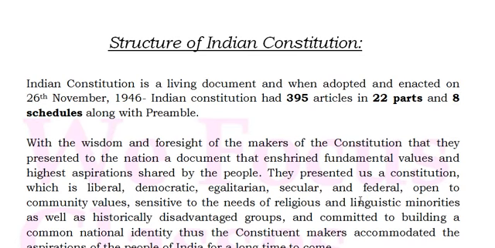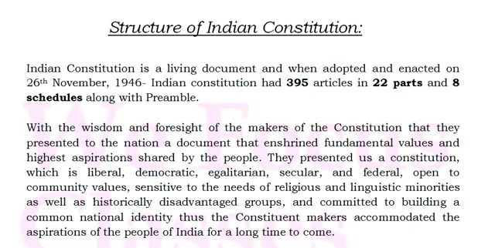So they considered each and every section of the society, and they said that India is going to be a secular state, a federal state, a democratic state, and a liberal one. The constitution is open to community values, and the needs of disadvantaged groups were addressed by the constitution, which was committed to building a common national identity. Thus the constitution makers accommodated the aspirations of the people of India for a long time to come.